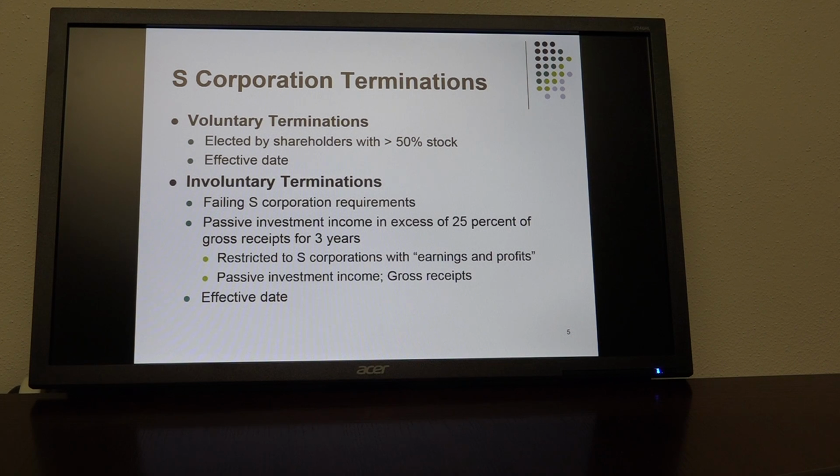Now, invariably, what happens is not a voluntary termination, but an involuntary termination. Let's say you're a U.S. citizen shareholder of an S Corp and you sell your shares to a Canadian citizen who doesn't live in the U.S. That would automatically terminate the S Corp status as of the date of that transfer. And so if you fail to meet one of the S Corp requirements, that's an involuntary termination.